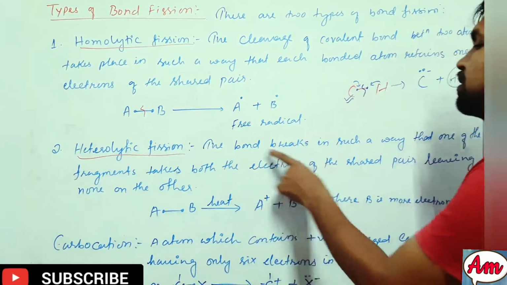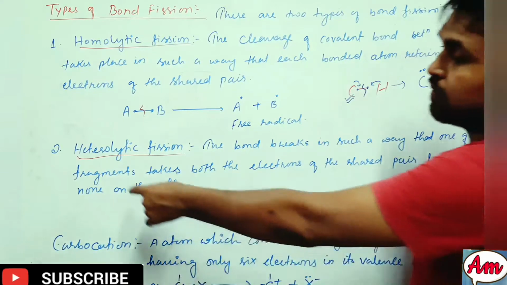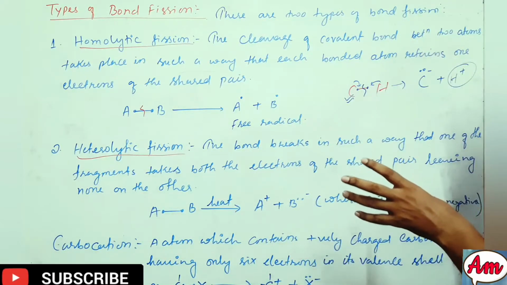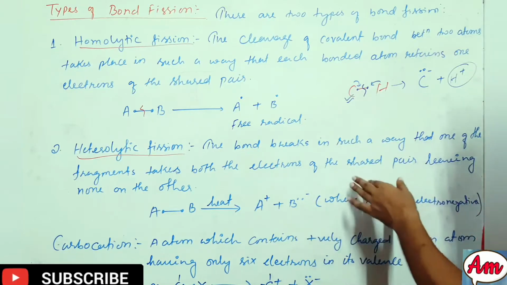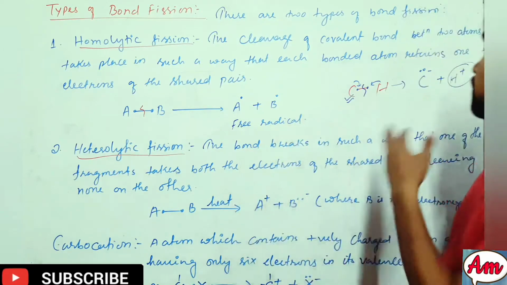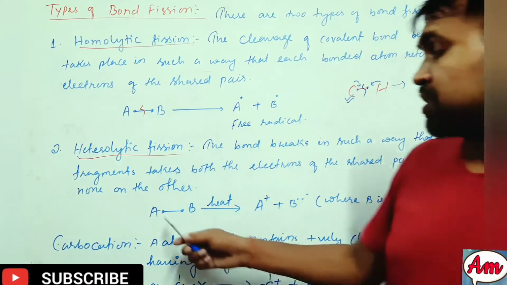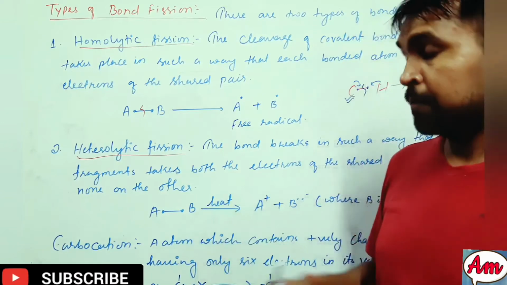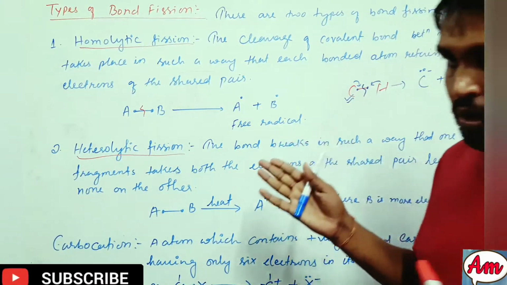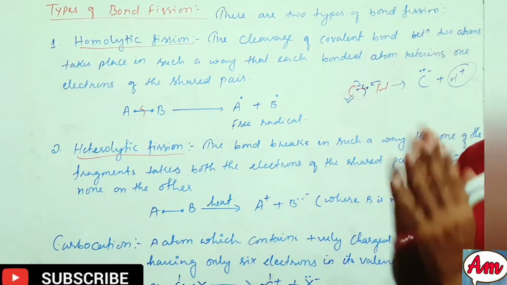The bond breaks in such a way that one fragment takes both the electrons, meaning one atom will be taking both the electrons of the shared pair, leaving none for the other, meaning the other one will not get anything, like here hydrogen does not get anything. So see here, A and B have formed a bond. Now when we are heating it, the bond is broken. Always remember, when one bond is broken, two electrons are released.